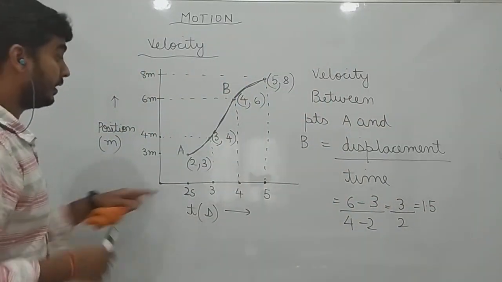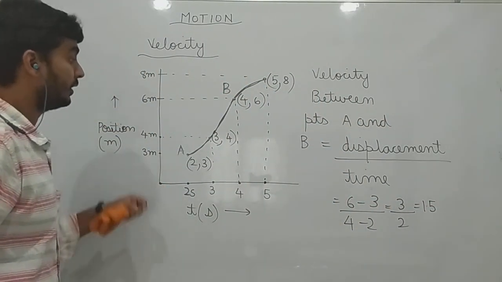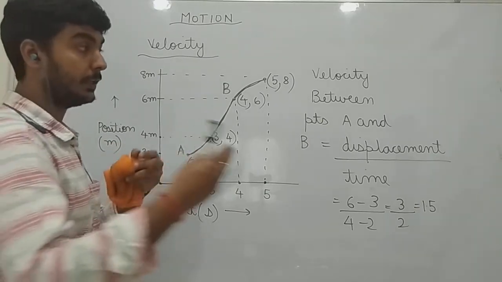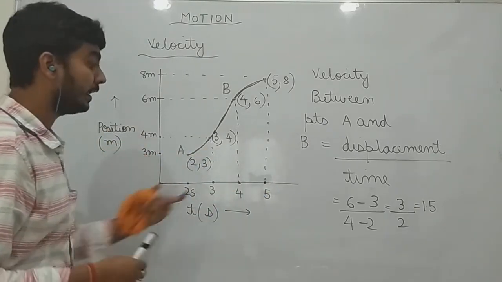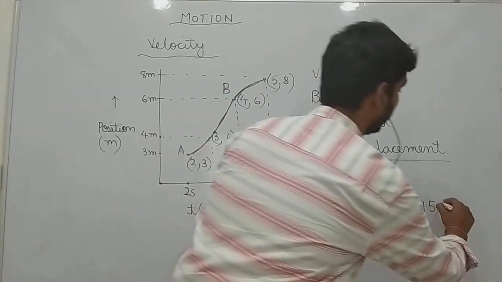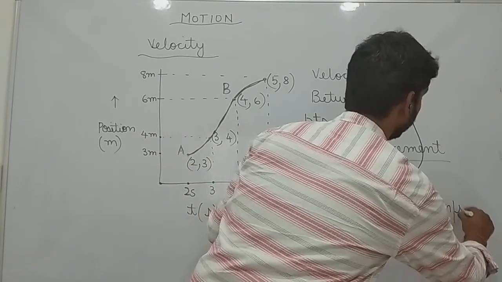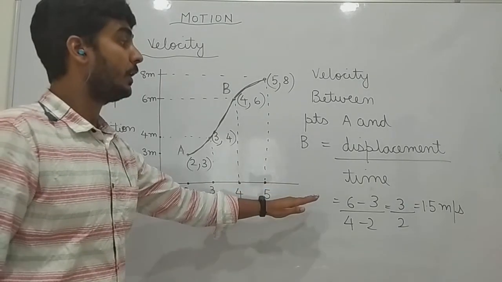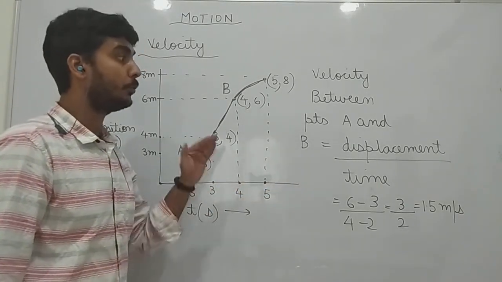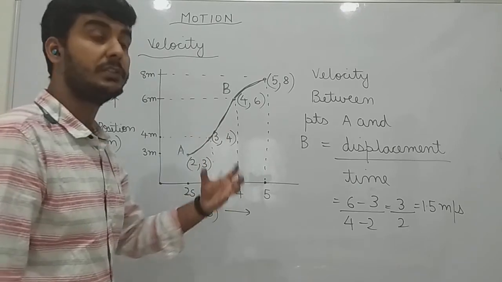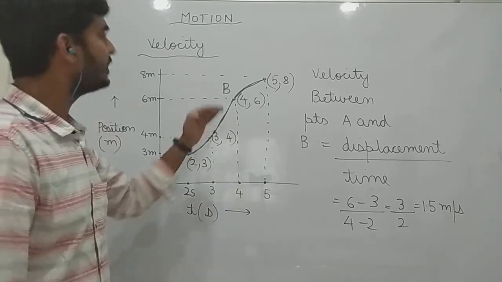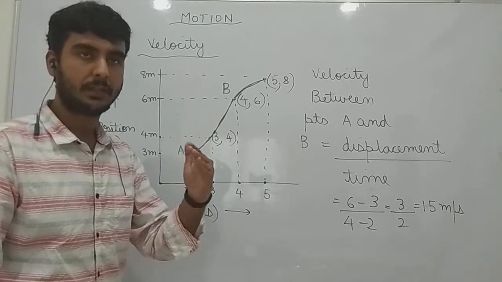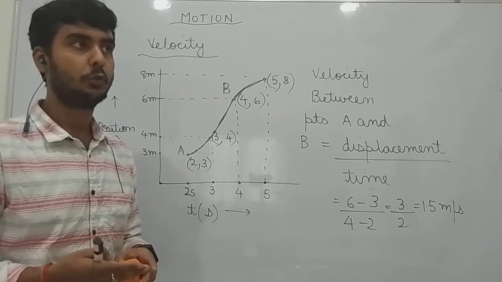Since the unit of position is meter and the unit of time is second, the unit of velocity will be meter per second. So this is how you calculate velocity from a position time graph and what a position time graph represents. We will be discussing this position time graph in the next class also.